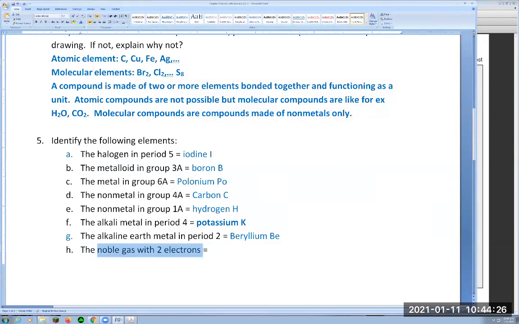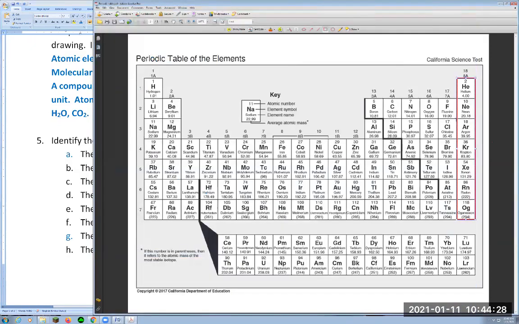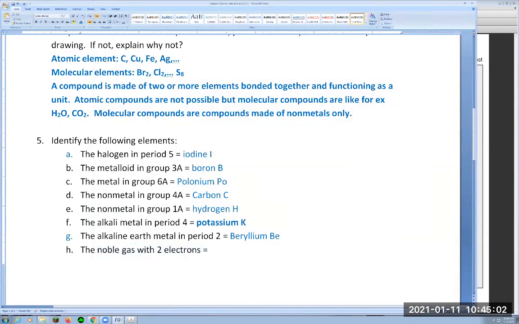And here we're looking for the one with 2 electrons. So the atomic number, which is the number that you see above the symbol here, tells you the number of protons in the nucleus and the number of electrons if it's the neutral element. And here, helium has an atomic number of 2, which means it has 2 protons in its nucleus and 2 electrons when it's the neutral atom. So that's helium here with symbol He.